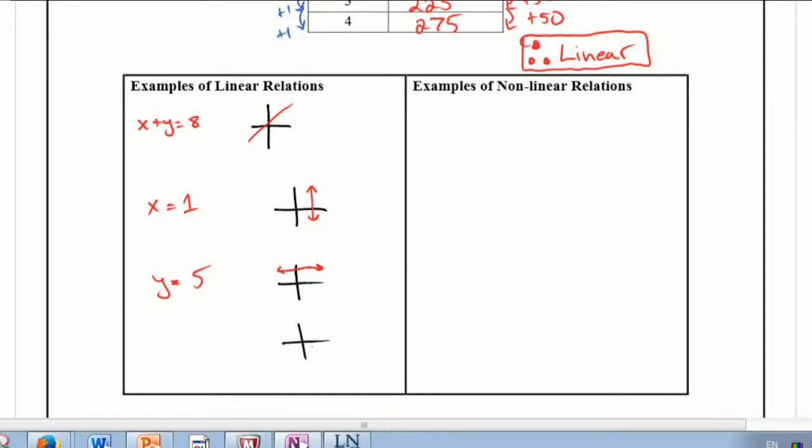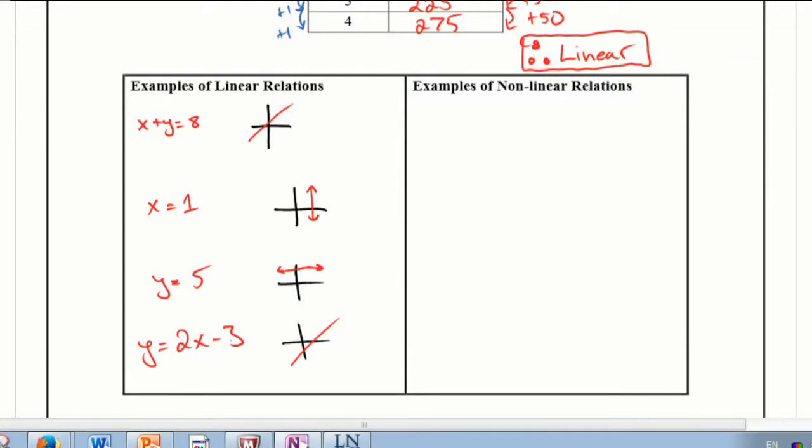And then if I had something like... go with something like that. That might be something like y is 2x minus 3. So these are all examples of linear equations. This is what the graph looks like. This is what the equation looks like.